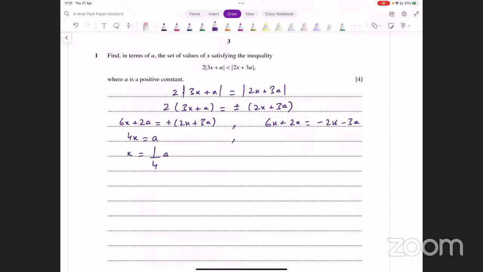Now let's solve the other equation as well. 2 minus 2x goes to the other side, 6x plus 2x gives us 8x. 2a goes to the right side, and that gives us minus 5a on the other side. From this, we get x equals minus 5 over 8 times a. Finding these two values gets us 2 marks out of those 4 marks. So we get 2 marks up to this point.